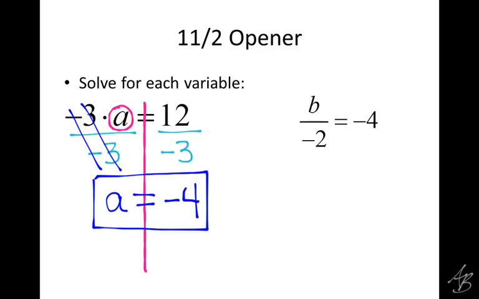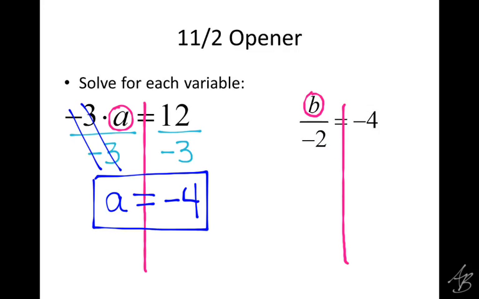All right, in that second equation, again, we're going to start by circling the variable that we want to get by itself. We want to solve for b, so we circle that. We draw our line through our equal sign. And to get b by itself, we have to get rid of the -2. Now, what operation is being used in this equation right now? B divided by -2, right?